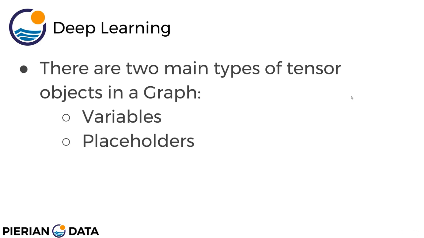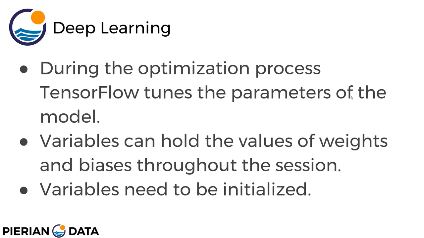There are really two main types of tensor objects in a TensorFlow graph, and we're going to talk about variables and placeholders. These should feel already familiar based off the last section of the course. During the optimization process, TensorFlow tunes the parameters of the model to try to get a better fit on your training data. Variables can hold the values of weights and biases throughout the session. Variables do need to be initialized, so when you're running your session, you're going to run a command that initializes all the variables that you've already defined.